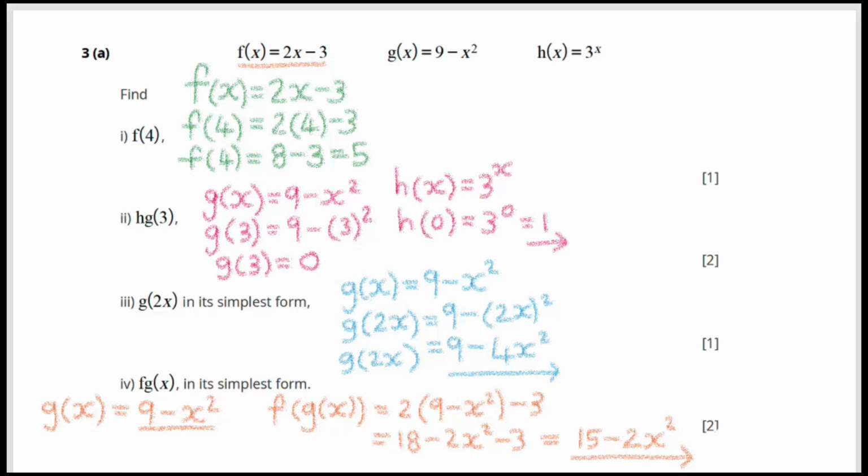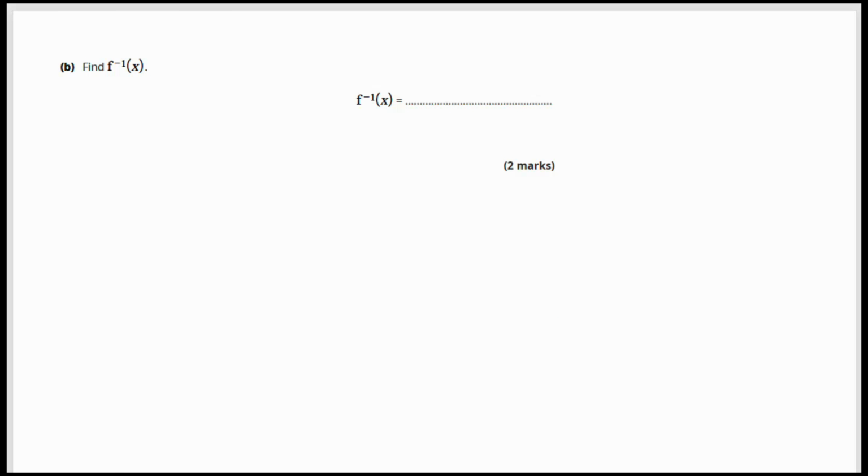Let's move on to part B. So now we are finding the inverse function. Now the inverse is written as f inverse of x. So we have that -1 over there. Now the original function is f of x is equal to 2x minus 3. We know that that's the original function. Now we are going to replace f of x with y. So first we write this as y equals 2x minus 3.